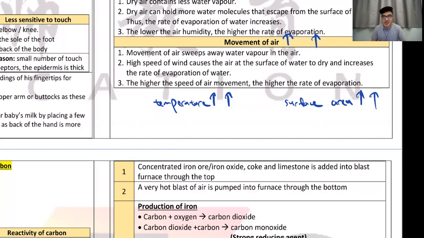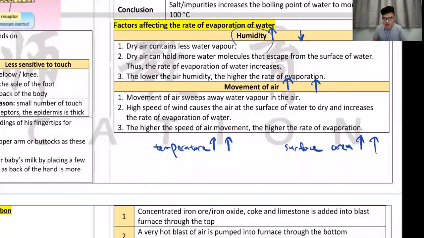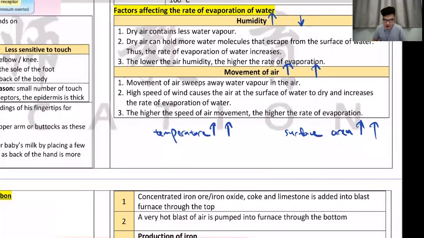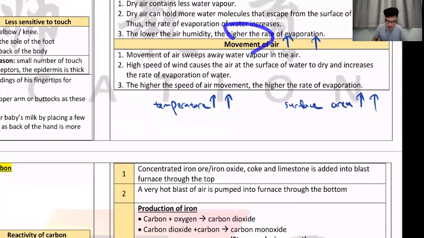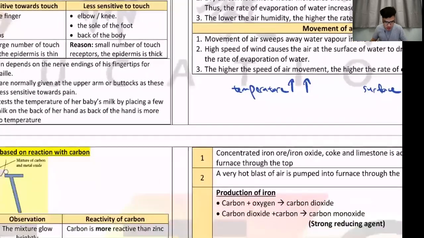Okay, 4 factors. It's like testing you whether you know how to dry your clothes lah. Should you dry on a wet day or a dry day? Of course, dry on a dry day. Will you dry it on a windy day or less windy day? Of course, a windy day. Will you dry it on a hot day or a cold day? Of course, a hot day. Would you dry it closed or open? Of course, you dry it with the clothes open. Really simple. So moving on, let's go to the reactivity series.